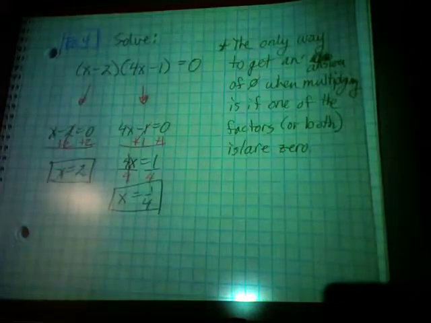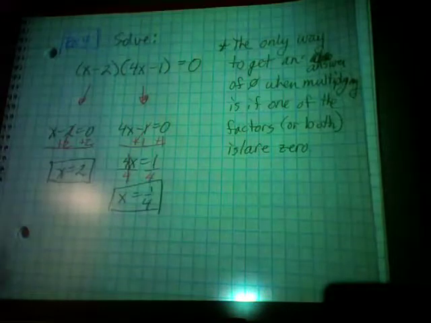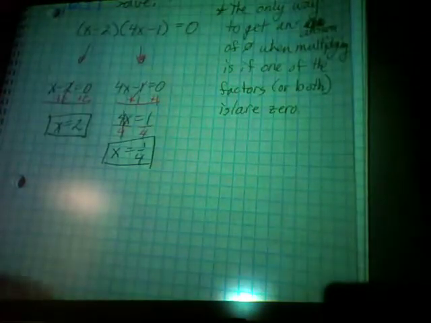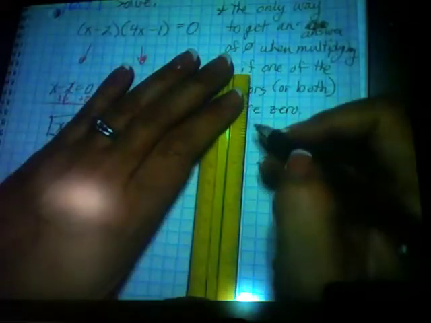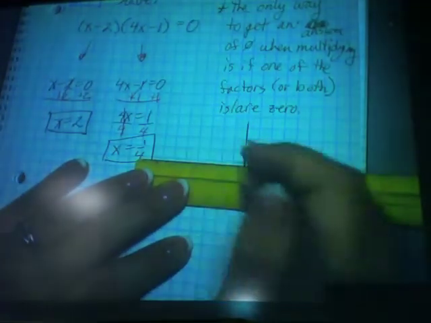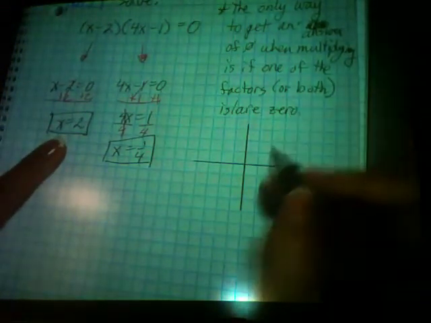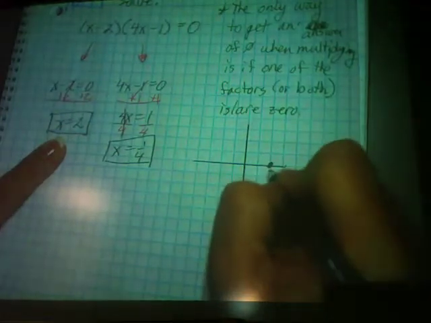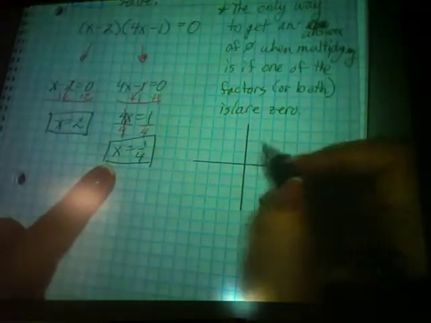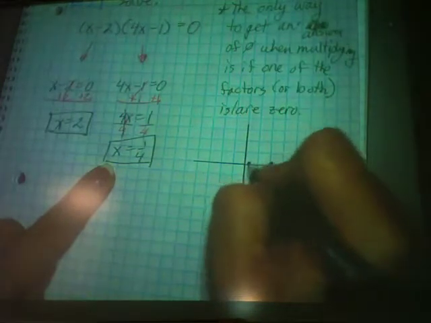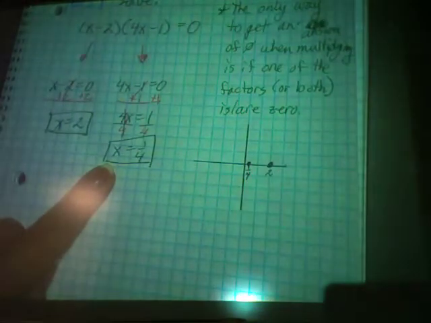So therefore my answers are, I have 2 of them. If x is 2 or 1/4, it makes it true. So here's what I want you to start to understand. What does that mean? Over here, draw a little coordinate grid. That means I'm going to put a point on the x-axis at 2, and put a point at about 1/4. So 1/4 would be really close to 0. Label them as 2 and 1/4.